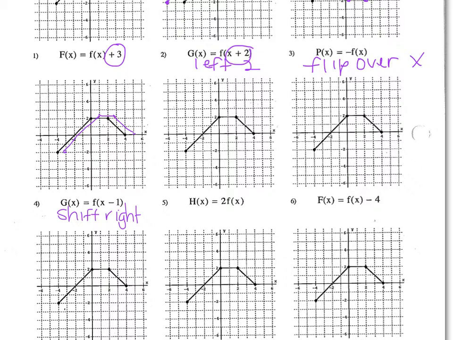For the next one, the 2 on the outside is going to stretch the function vertically. So all of my y coordinates are going to double. So I have -2 here, so it's now going to become -4. I have 2 here, so it's going to become +4, +4. 0 is going to stay the same. For the next one, the -4 is on the outside, so it's going to move down 4.